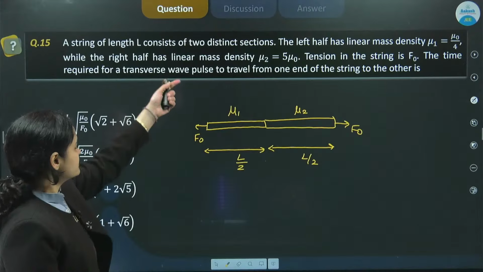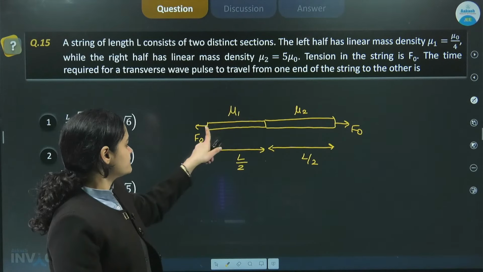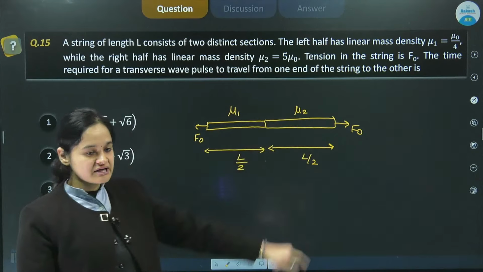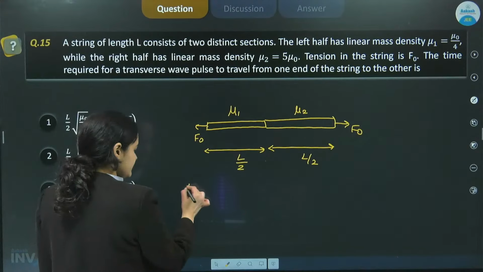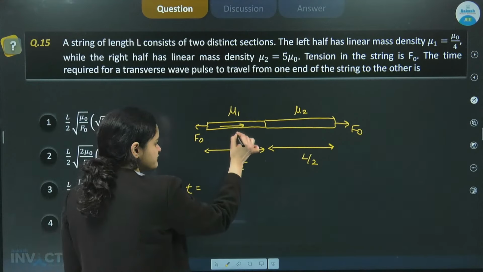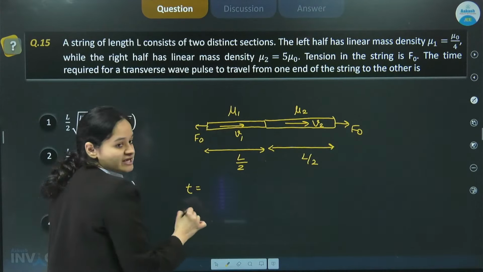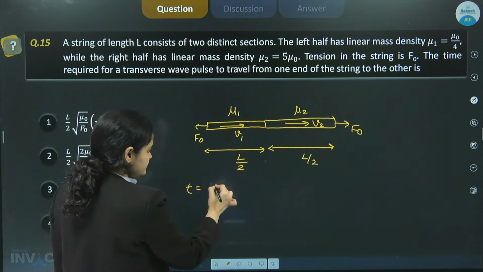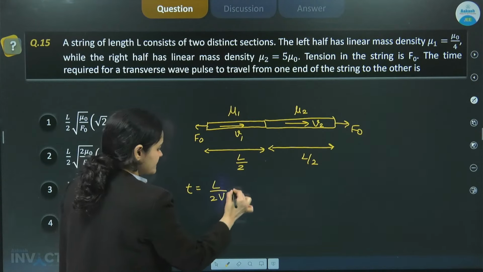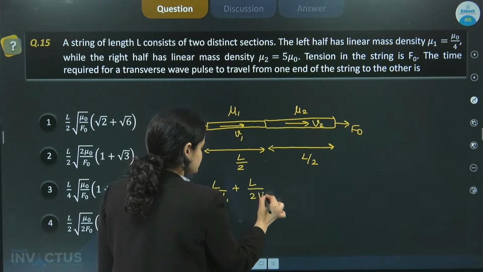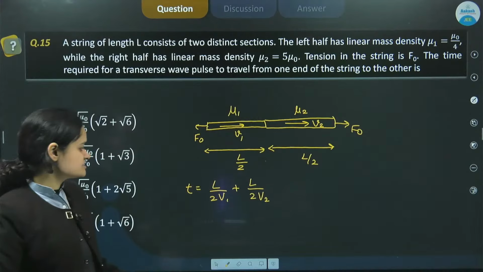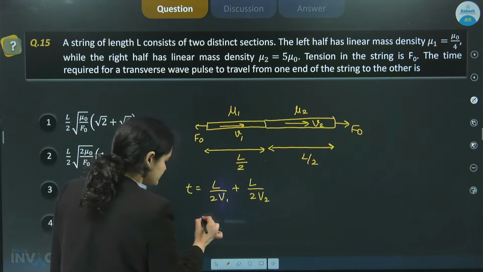We have to find out the time taken by the pulse to move from one end to the other end. Alright, so see time taken को हम लिख सकते हैं, यहाँ पे जो wave की speed होगी वो v1 ले लेते हैं, यहाँ पे v2 ले लेते हैं. So time can be written as distance upon speed plus distance upon speed. It's a simple question, right? Directly distance upon speed के calculation से we'll get the result.